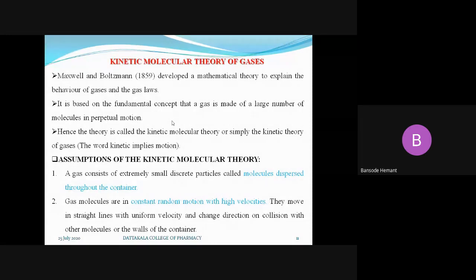So what happens when they hit the container wall? The direction of the molecules will get changed. This is one possibility. The second is that the molecules of the gas will hit each other. There may be chances of molecular collisions also, and the direction of the gaseous molecules will get changed. That is, as the gaseous molecules move in random motion with high velocity, their direction will change due to molecular collisions and due to collisions with the wall of the container. This is a very important, second assumption of the kinetic molecular theory of gases.